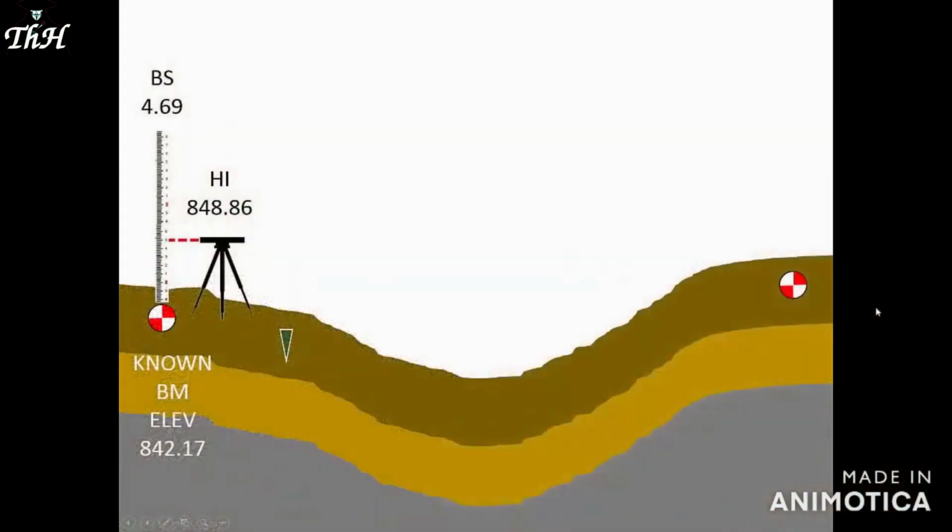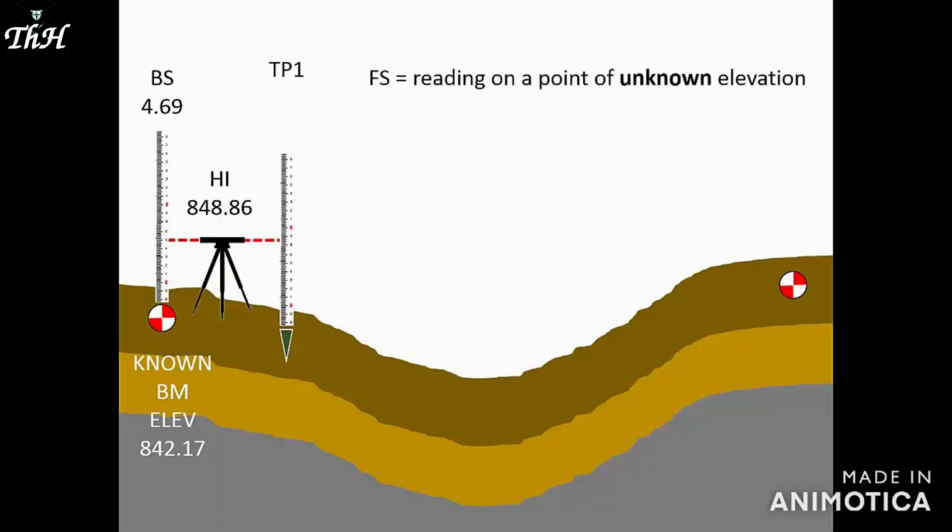With the rod person holding the level rod atop turning point 1, labeled here as TP1, the instrument operator can make another rod reading called a foresight, commonly abbreviated as FS. A foresight is a rod reading taken on a point of unknown elevation. We don't yet know the elevation of turning point 1, so the first reading there is a foresight. Our foresight reading at turning point 1 is 6.08 feet.